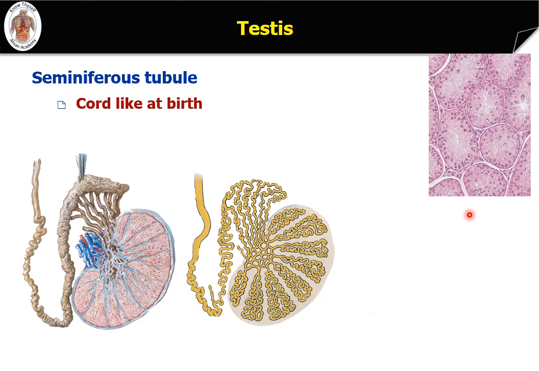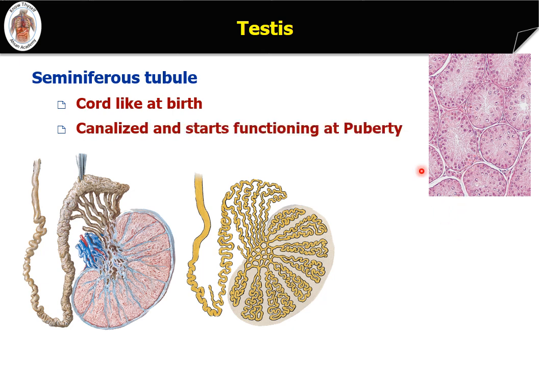At birth, these tubules remain as a cord, filled, with no lumen inside. The cells remain dormant. When the male attains puberty, because of the hormones, there will be canalization, and the process known as spermatogenesis will start. From the periphery the cells will gradually mature and move towards the lumen.